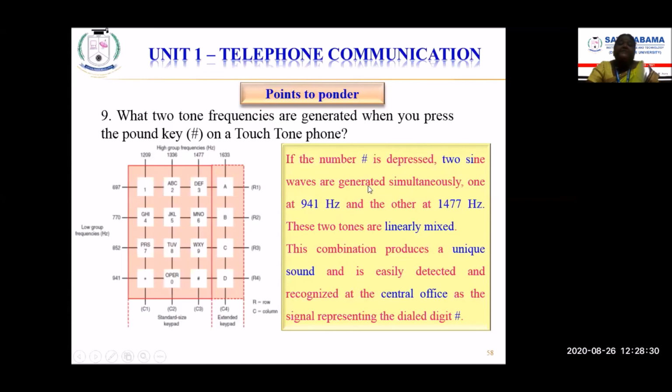So whenever this particular key is pressed, that is if the hash key is pressed, two sine waves are generated simultaneously. One is at the frequency 941 hertz and the other is at the frequency 1477 hertz. And these two signal frequencies are linearly mixed, so that the combination of these frequencies produces a unique sound, and that is easily detected and recognized at the central office, indicating that the signal representing the particular frequency is the dialed digit hash.